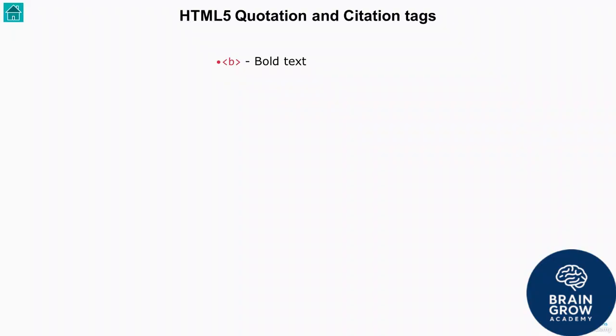Let's now discuss the types of quotation and citation tags that are used in HTML5. Okay, so number 1, the B tag is used for bold text. So the strong tag is used for important text. B and strong are almost similar. I is used for italic text. EM is used for the emphasized text.